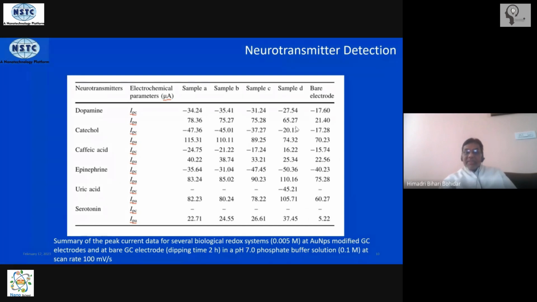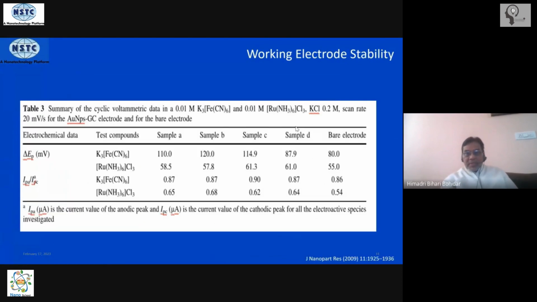Whereas for caffeic acid, it's a very poor detector. So this is the inference that one gets from analysis of the different neurotransmitter markers in the electrochemical cell and their response to the current voltage characteristic.